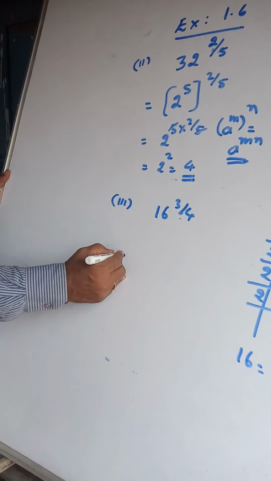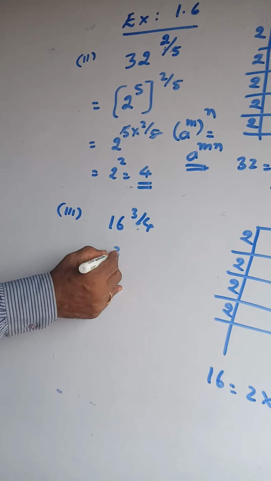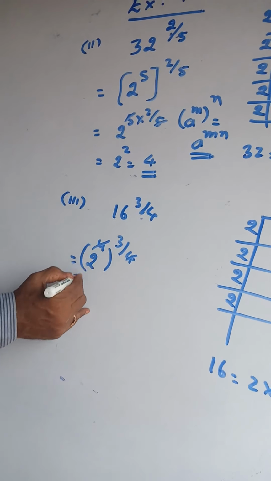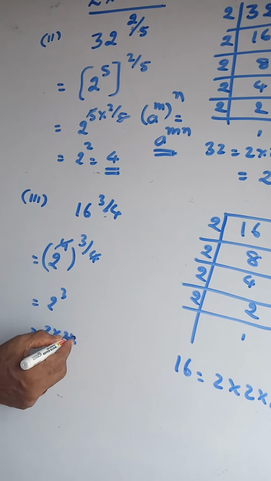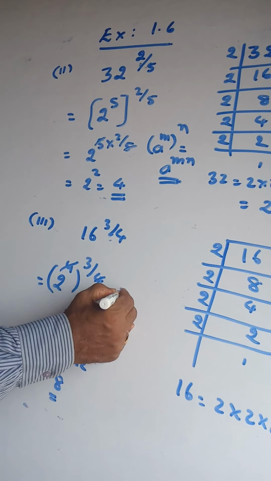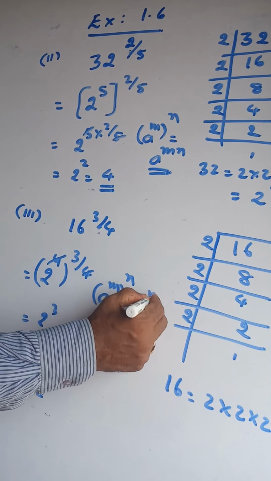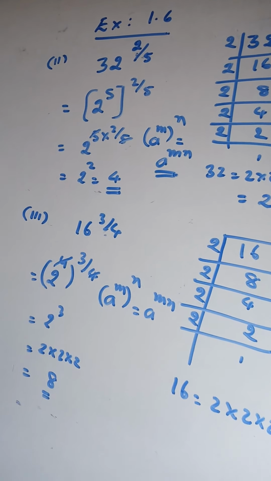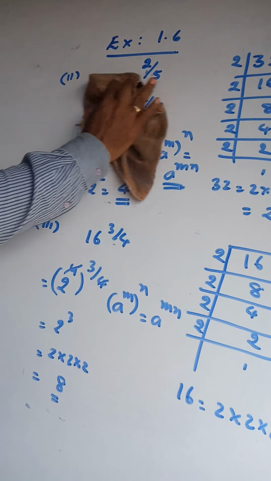Okay, now we write it as 2 raised to the power of 4, whole raised to the power of 3 by 4. The 4s get cancelled. 2 raised to the power of 3. It is 2 into 2 into 2, which is 8. Here also a raised to the power of m, whole raised to the power of n, is a raised to the power of m into n. By using these we are going to do the sums.